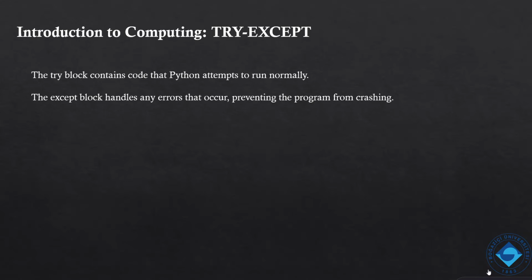The try block contains code that Python attempts to run normally. The except block handles any errors that occur, preventing the program from crashing. Here we are putting code to be executed under the try block and code to be executed if an error occurs under the except block.